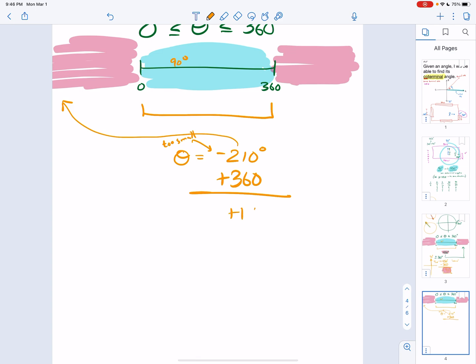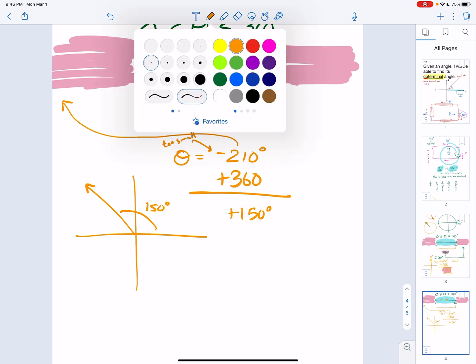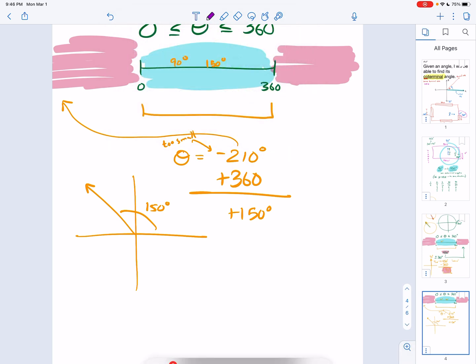This comes out to a positive 150 degrees, which is somewhere in here. So we know we're good. So 150 degrees is somewhere over here in quadrant 2. That means with negative 210 degrees, you end up in the same spot. So here's something that I'll talk about. What does it mean to have a negative angle? Positive means you're going in a counterclockwise motion. You're going against the clock. So negative 210 means that you're going clockwise. So I'll illustrate this here.